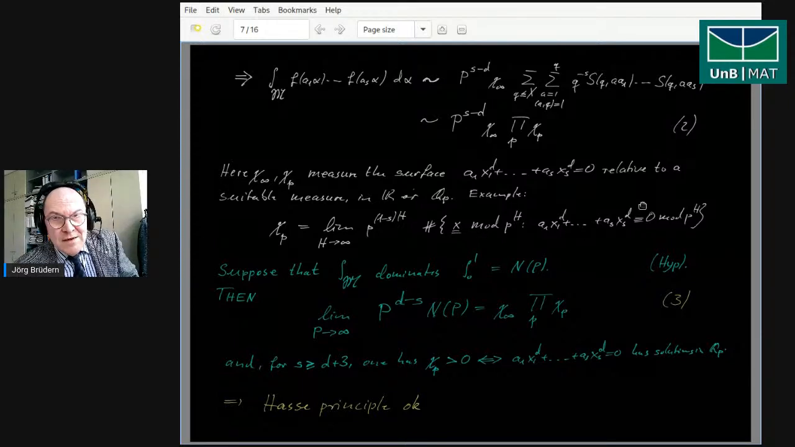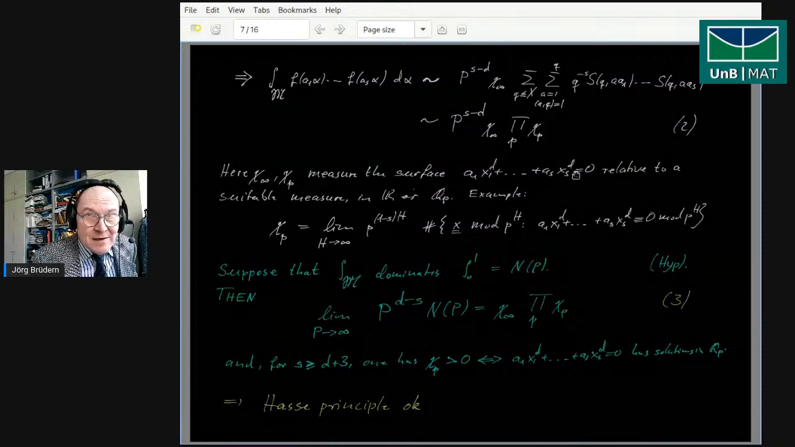So now it is relatively easy to see, but one has to understand these surface measures a little bit better. But for an expert, that is something like standard. If s is bigger than the degree plus 3 or even 2, then you can actually say that the solubility of the equation in Q_p is equivalent to saying that chi p is positive. And likewise, chi infinity sees whether we see a definite equation when d is even. Otherwise, when d is odd, chi infinity is always positive.